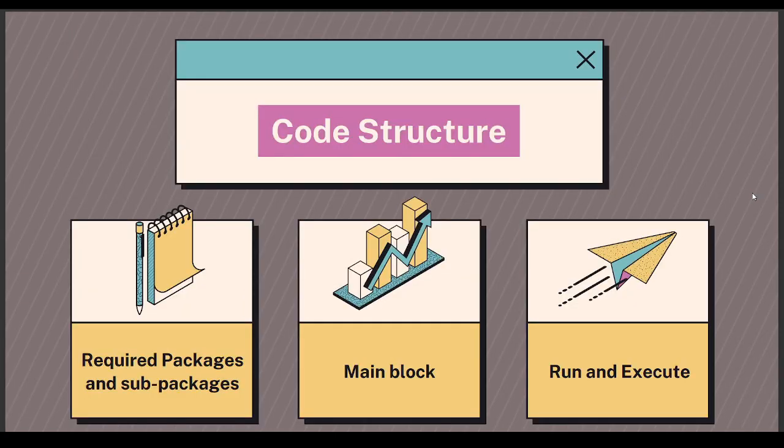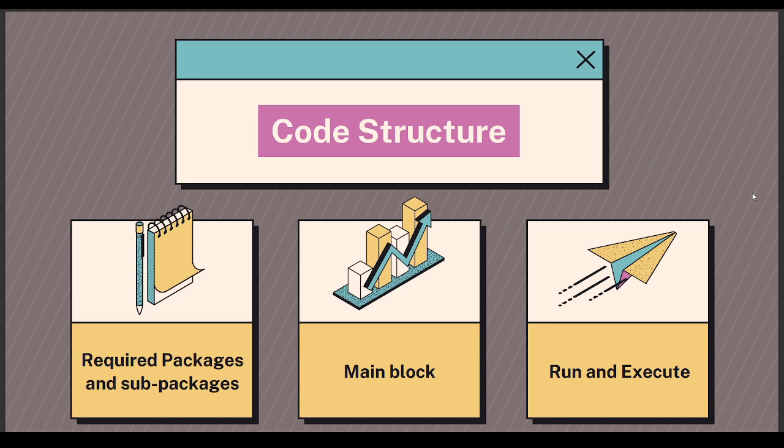Coming to the code structure, we have three different patterns, that means three different segments in one single code file. The first thing is the required packages and sub packages. Initially we will be using only Streamlit because it is a small, initial introductory demo. Sub packages and everything else will be carried forward to future video lectures.